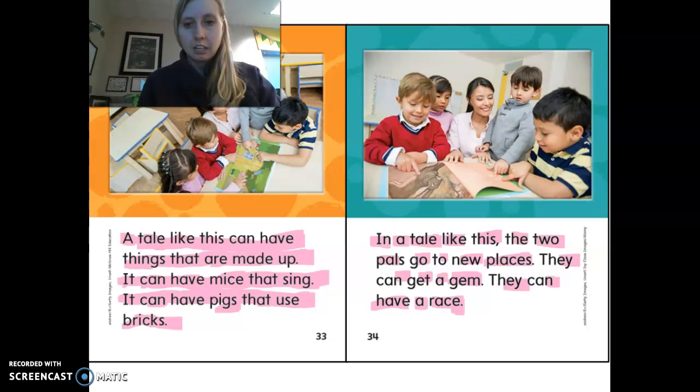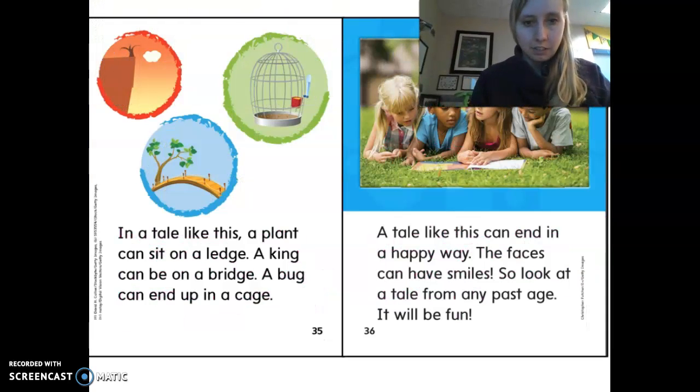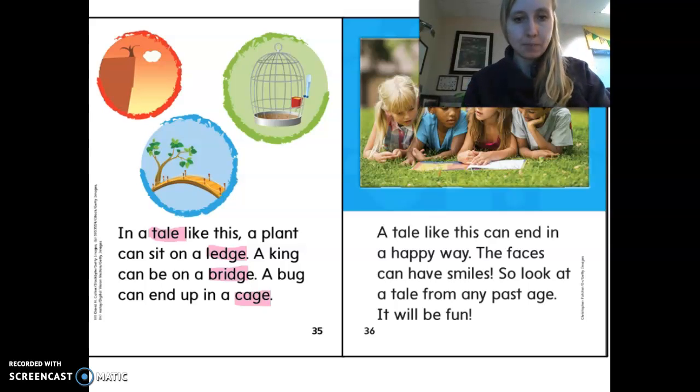Together, in a tale like this, the two pals go to new places. They can get a gem. They can have a race. Okay. So let's look at this tale. Ledge, that means it's kind of by the window sometimes. Bridge and cage. So lots of j endings. Okay, your turn first.